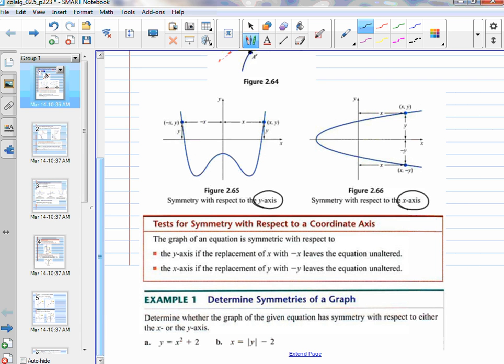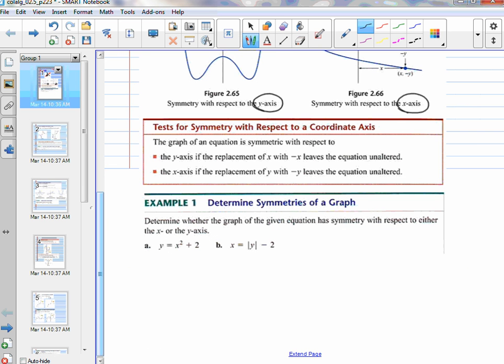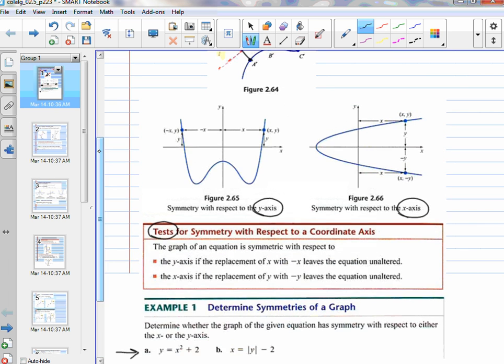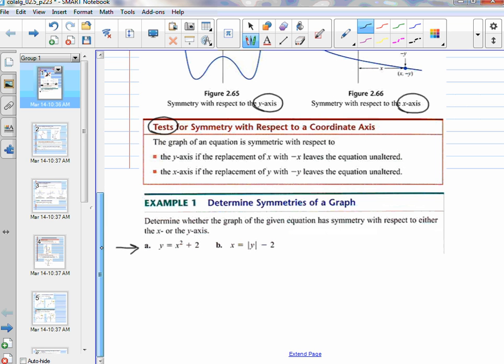How can we tell when we have symmetry? Well, here are the tests. We're going to look at some equations down here. I'm not looking at the graph, because if I look at the graph, it's easy. Oh yeah, it's y-axis symmetry. If I'm just looking at the equation, how can I tell? Well, here's how we tell. The graph is symmetrical with the y-axis if I can replace the x with a negative x, and when I simplify it, the equation remains the same. It simplifies back to the original.